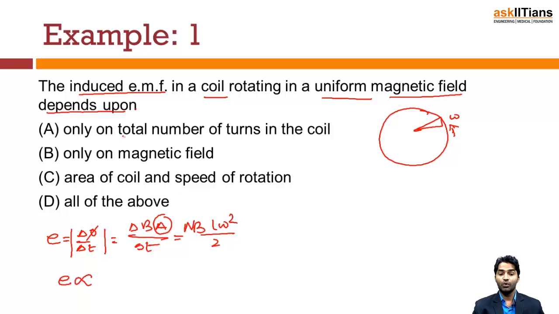So does it depend only on the total number of turns in the coil? No. Only on the magnetic field? No. Area of the coil and speed of the rotation? No. All of the above? Yes. So it depends on the magnetic field strength, the number of turns, and the velocity, that is, a function of angular velocity. So we can say the EMF produced across the coil depends on the magnetic field strength B, the number of turns, and the speed with which it is rotating. So option D is the right answer.